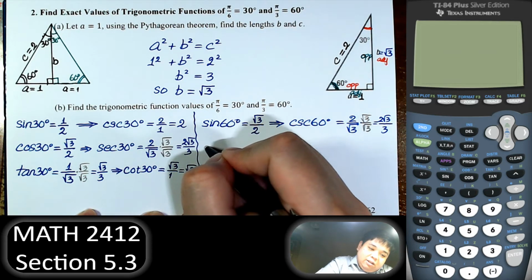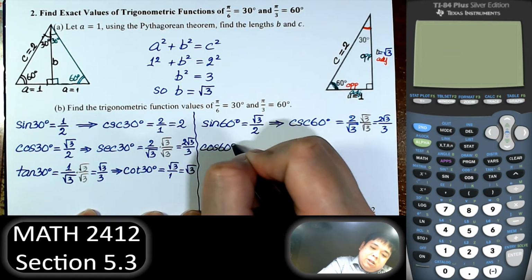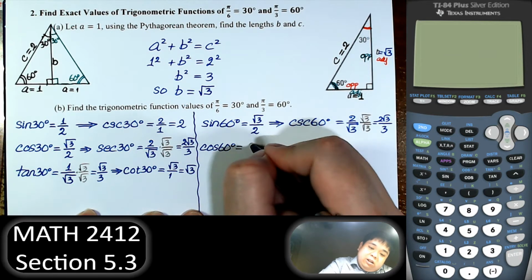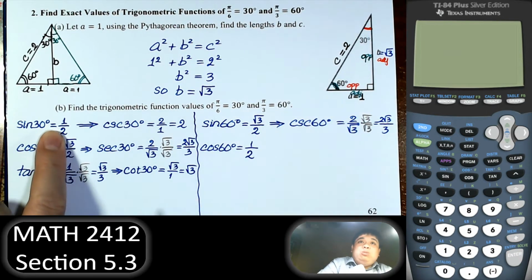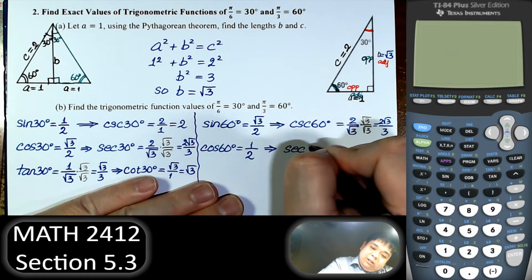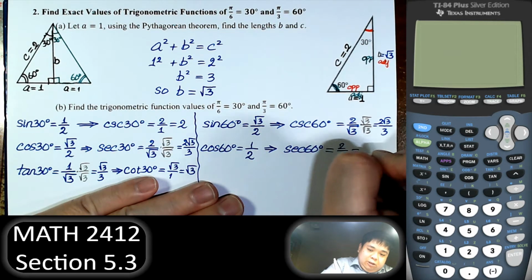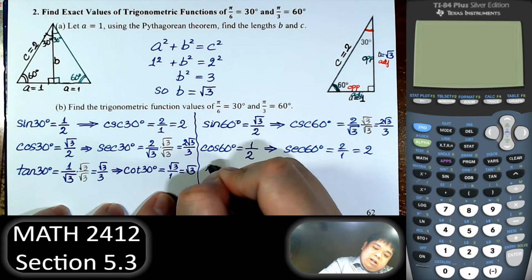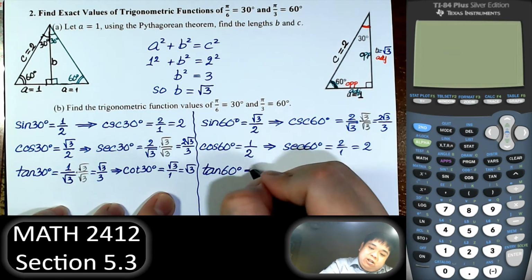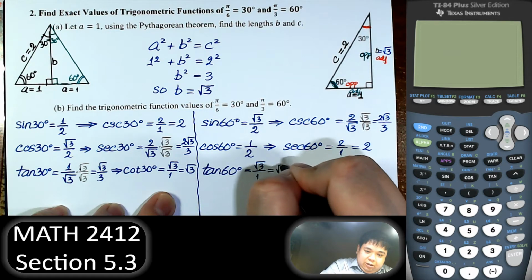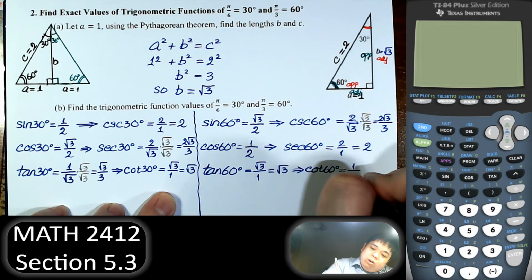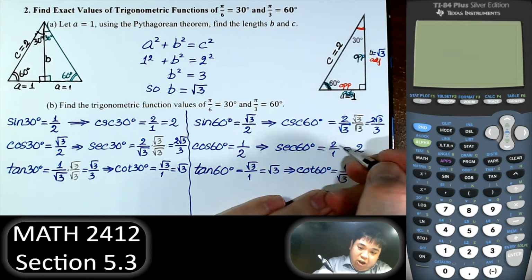Right, next, cosine 60 degrees. With respect to 60 degrees, this is adjacent, which is 1 over 2. Of course, that will be the same as sine of 30 degrees. Reciprocal. And finally tangent of 60 degrees, opposite over adjacent, and cotangent, reciprocal to that, is 1 over square root of 3, and rationalize the denominator.